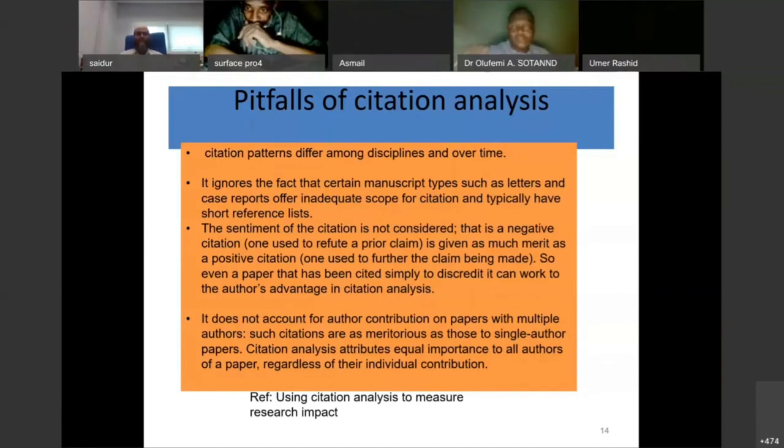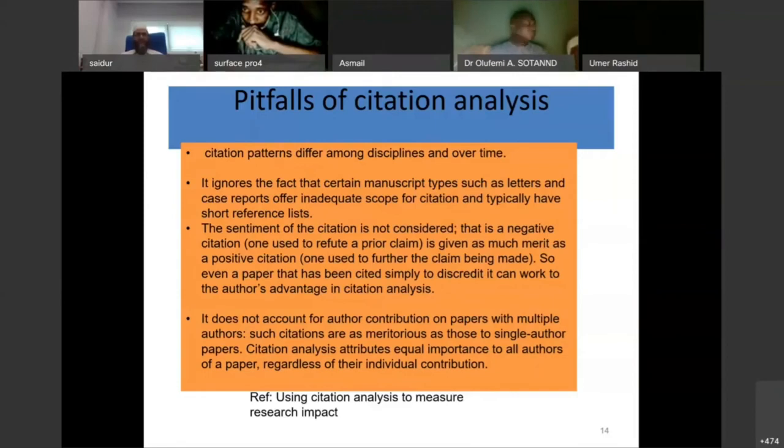It ignores the fact that certain manuscript types such as letters and case studies are not that much cited. So these are not considered as well. Sentiment of the citation is not considered. So negative citation, sometimes paper is retracted. But now Thomson Reuters is considering all these things for highly cited researcher. Now they remove this if papers is retracted, and if there are negative comments also. So these are some of the drawbacks, some of the disadvantages. I think the bibliometric people, those who analyze the citation, they need to consider also.